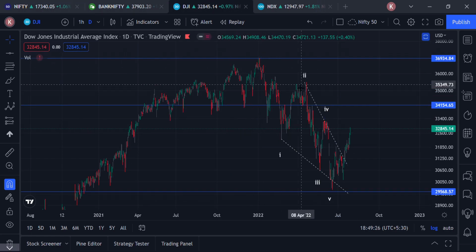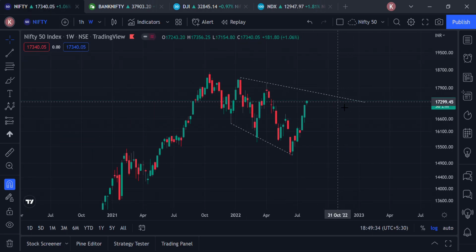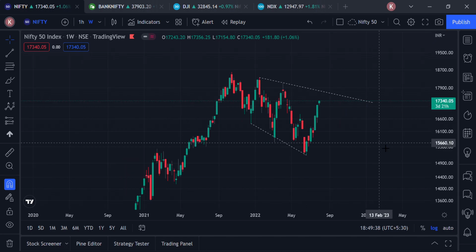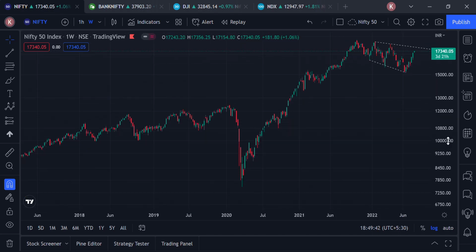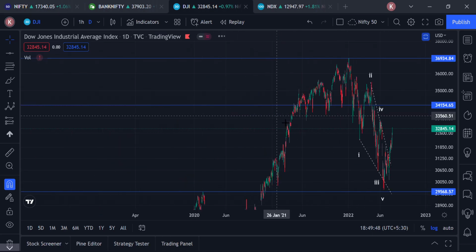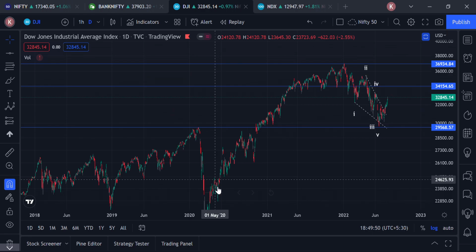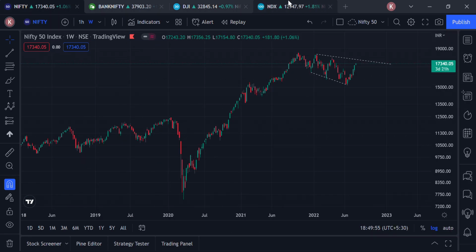In this case, it was not expanding, it was just a contracting diagonal. In Nifty, it was an expanding diagonal. Now somebody will ask why Nifty is behaving differently. In an expanding diagonal, like the distribution, you have to understand the rally that we got from March 2020. If you see the rally that Dow Jones has seen from March 2020, Nifty has outperformed Dow Jones and also Nasdaq.